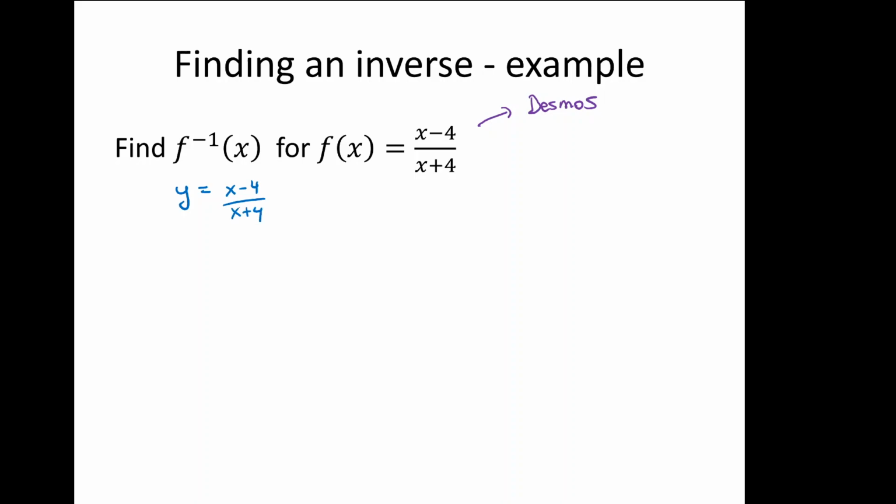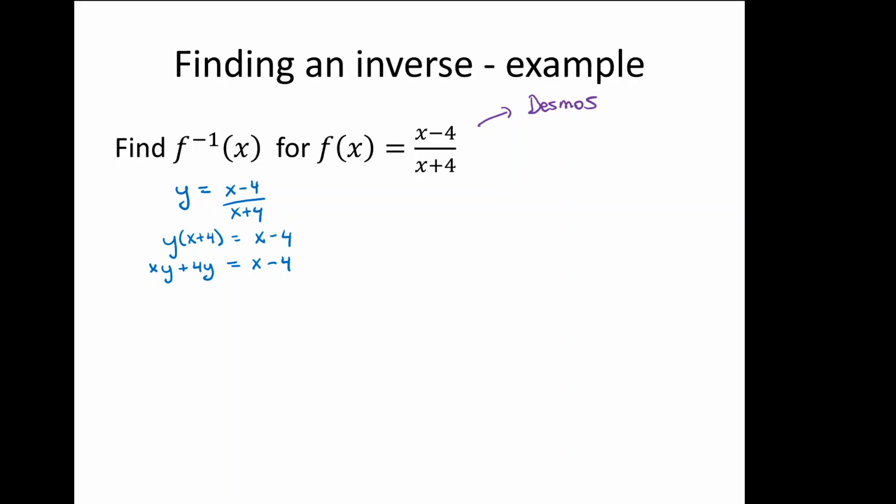Step 2, we want to rearrange and get x by itself. The first step in doing that is to multiply both sides by x plus 4, also called cross multiplication. So if we do that, we get this now. y times x plus 4 is equal to x minus 4. I'm going to distribute the y into the brackets, so I have x times y plus 4y equals x minus 4.